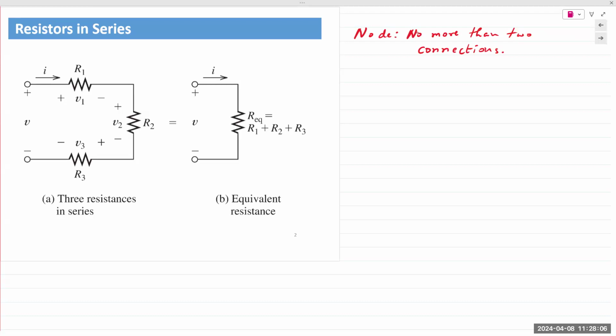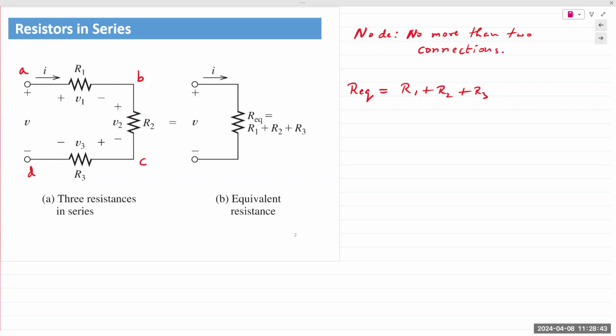there is a small derivation from Ohm's law. But again, that's not something we're going to do. The total equivalent resistance is simply the sum of the three resistances. So as seen in this figure, we have three resistors connected in series. If I label these nodes A, B, C, D, I can see at node B, R1 and R2 are connected and no more than two connections. So I can state R1 and R2 are in series.